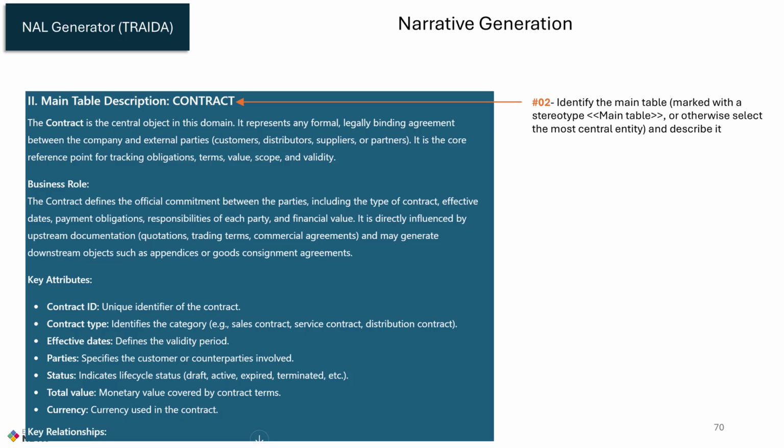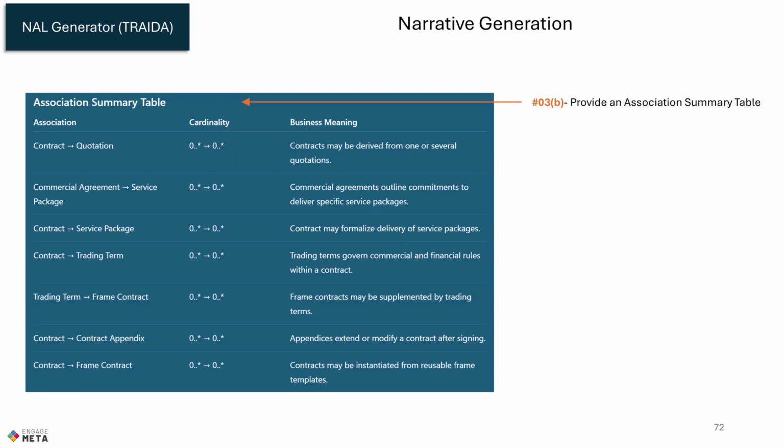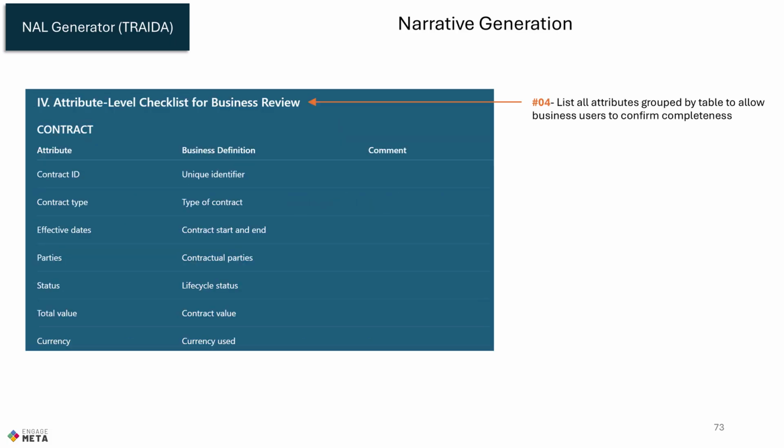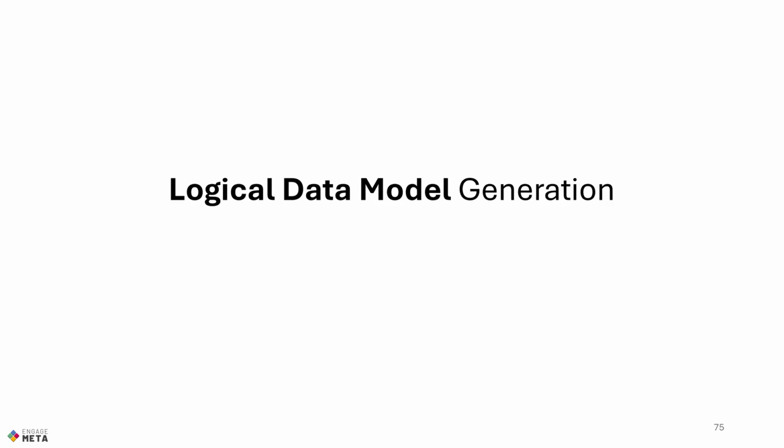Key attributes are explained from the business perspective. This clarifies meaning. Relationships are summarized clearly. These avoid misinterpretation. All attributes are reviewed for completeness. Nothing essential is missing. The narrative ends with a synthesis. The semantic picture is complete. We now generate the logical data model.